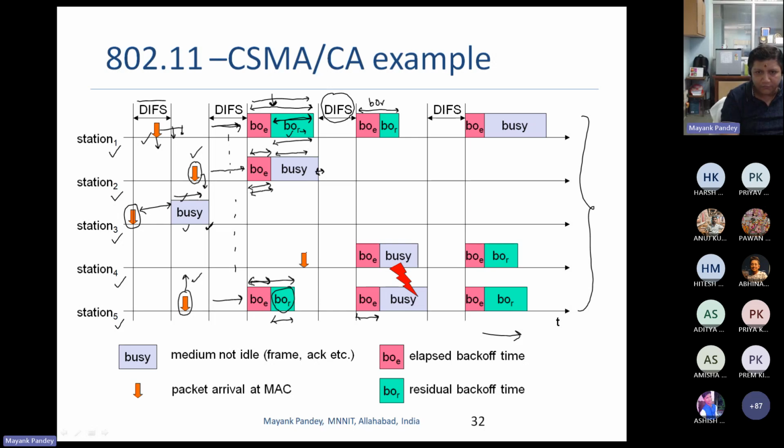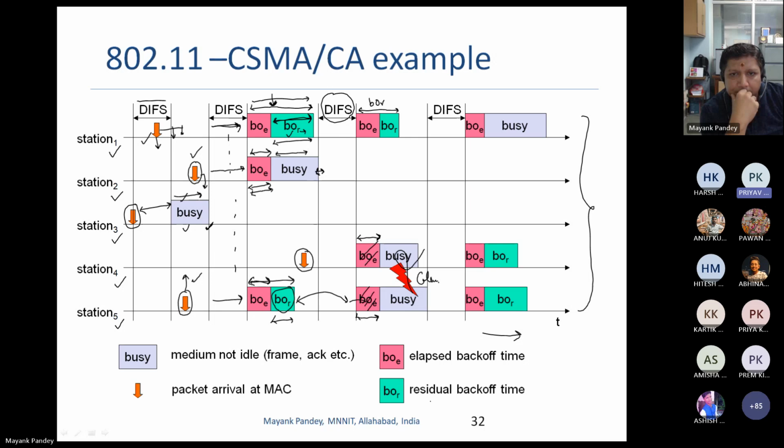But in between, station 4 also came, which got this contention period from the contention window. It is the same as the residual time of station 5. Unluckily, they are both the same, and it will result in a collision. So this keeps on happening. There would be collision, there would be avoidance of collision, and the channel is getting utilized. Any questions here?